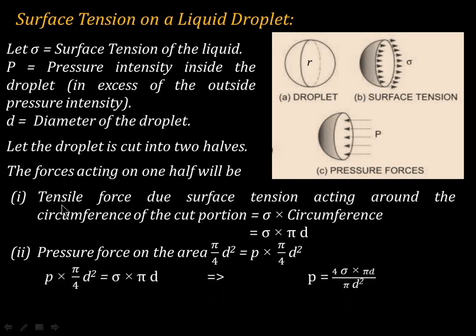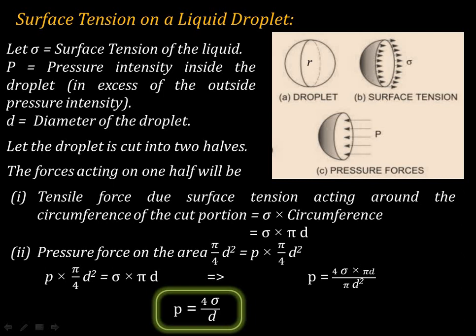Now equating the tensile force and the pressure force, we have P into pi by 4 d square equals sigma into pi d. On simplifying, we get P is equal to 4 sigma pi d divided by pi d square, and on further simplification, P is equal to 4 sigma by d. So this is the formula for calculation of pressure in case of surface tension on a liquid droplet. This equation shows that with the decrease of the diameter of the droplet, pressure intensity inside the droplet increases.